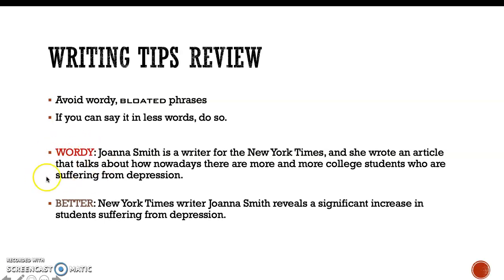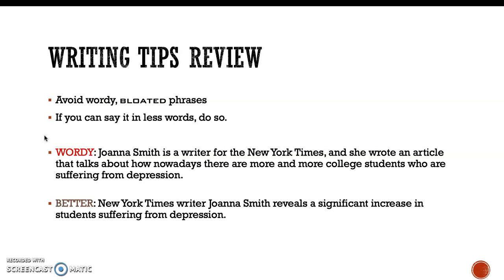So let's look at a wordy example here. This sentence, which I'll read to you, says, Joanna Smith is a writer for the New York Times, and she wrote an article that talks about how nowadays there are more and more college students who are suffering from depression. Okay, so this is so cringy. Let's unpack this together. Joanna Smith is a writer for the New York Times. Okay, there's nothing super wrong with that, but we could condense that and express it more concisely.